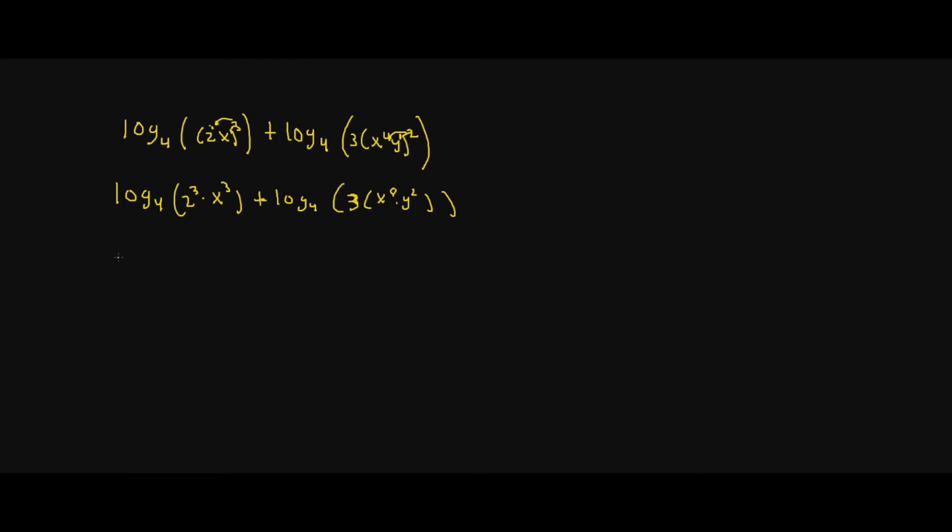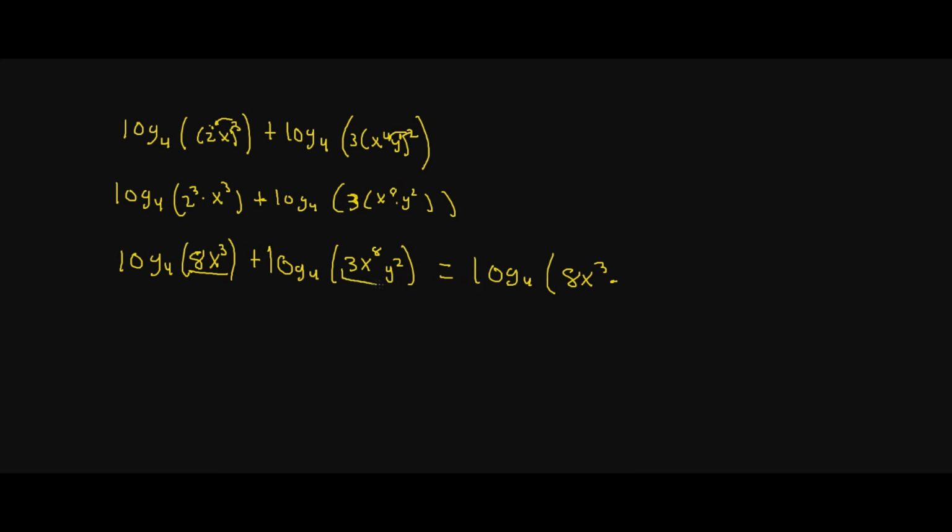All right, wonderful. So far what we have is log base 4 of 8, because 2 to the 3rd is 8, x to the 3rd power, plus log base 4 of 3x to the 8 times y squared. Now that it's fully simplified, we can combine these to be log base 4. I'm going to write the first expression, which is 8x to the 3rd, times the second expression right here, which is going to be 3x to the 8 y squared.